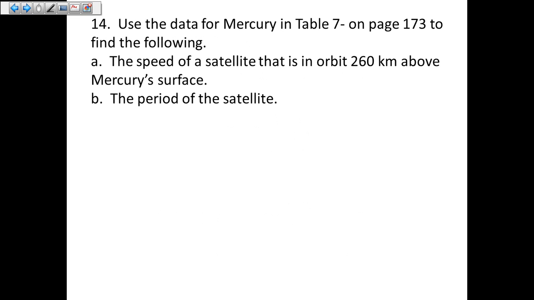Okay, so number 14, it says use the data for Mercury in table 7-1 on page 173 to find the following. Again, we want to find the speed of a satellite that is in orbit 260 kilometers above Mercury's surface. So again, we're going to have to find the orbital radius, and we want to find the period for that satellite. So let's start with this question about the speed.